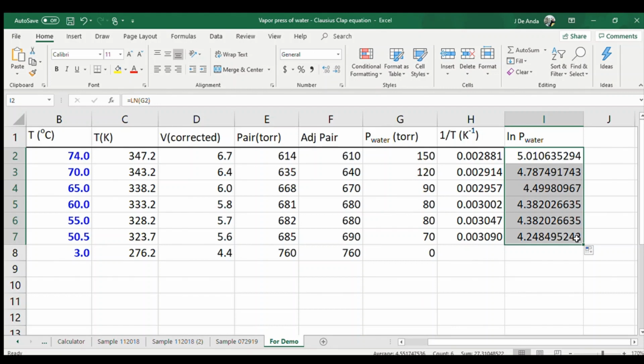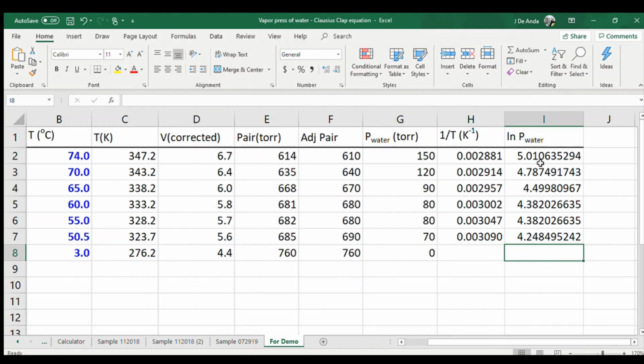And there they are. By the way, like I said, if you had tried to do the low temperature point, and I try to do a log of that, I'm going to get an error message because there is no such thing as the natural logarithm of 0. All right, I'm going to delete that.